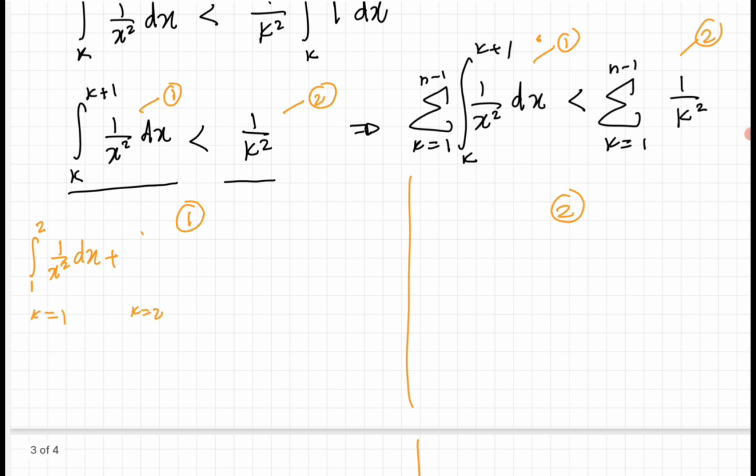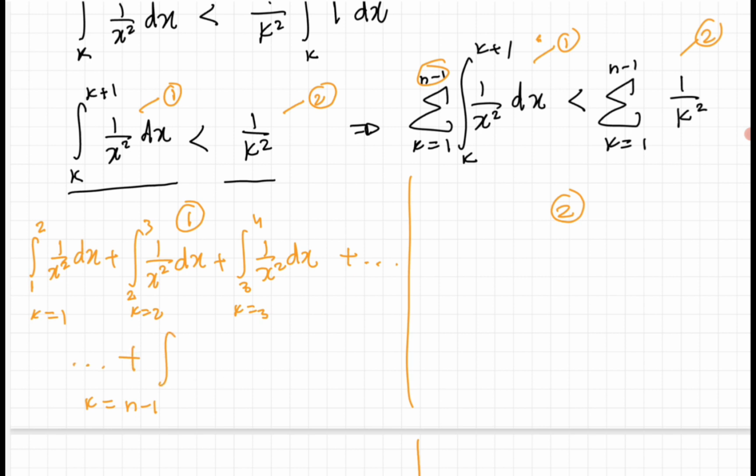When k equals 2, we get integration 2 to 3, 1 over x squared dx. When we get k equals 3, we get integration 3 to 4, 1 over x squared dx. And finally, when we get k equals n minus 1, because remember there's an n minus 1 right there, we get plus integration of n minus 1 to n minus 1 plus 1, which is just n of x squared dx.